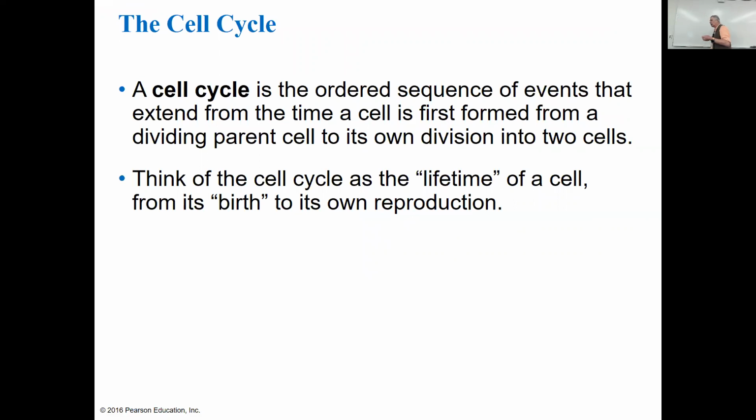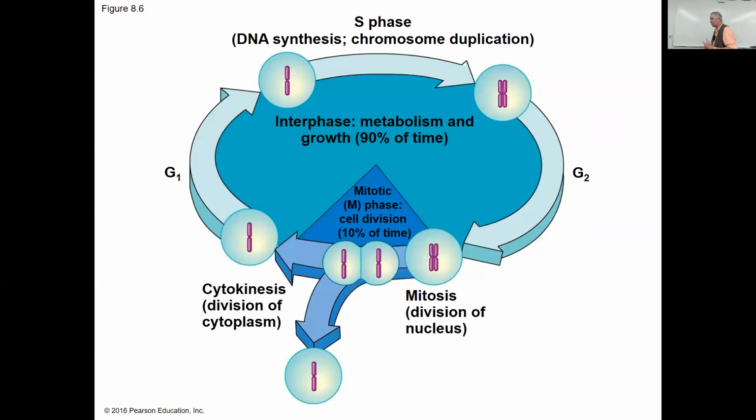The cell cycle is the ordered sequence of events that extend from the time a cell is first formed from a dividing parent cell to its own division into 2 cells. So think of the cell cycle as the lifetime of a cell, the cycle of life for a cell. It's called the cell cycle. Mitosis takes place in one phase of that cycle. And then the rest of the time, it's not going through mitosis, and that's called interphase. And that's divided up into 3 phases itself. So let's look at the cell cycle. There it is, there's the cell cycle.